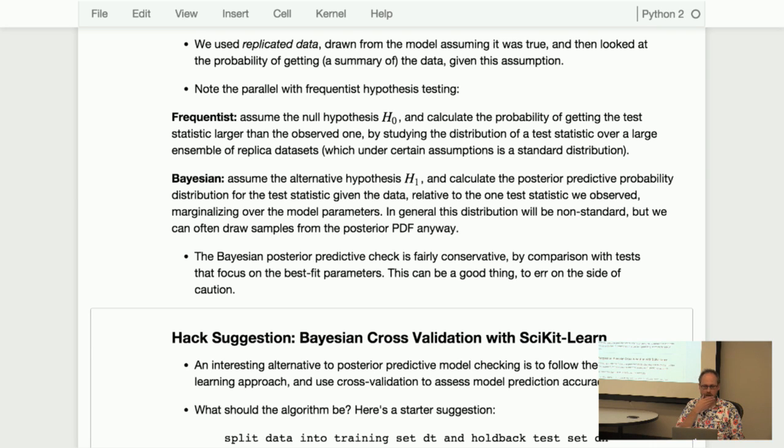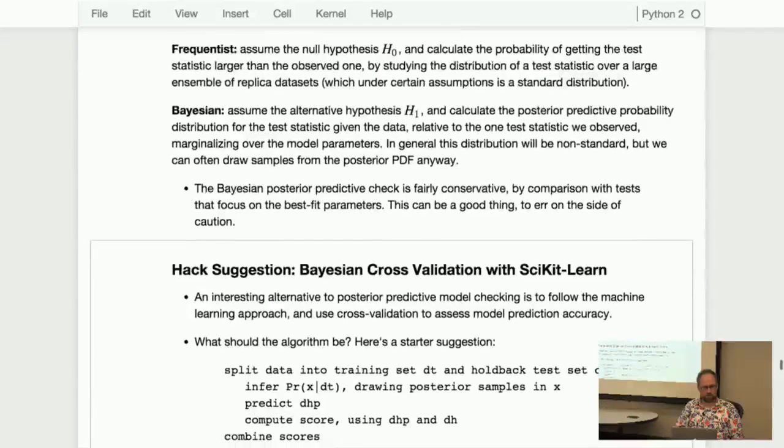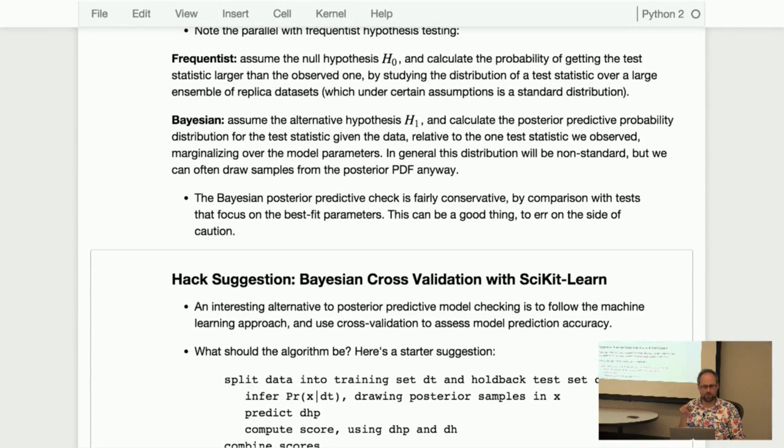Okay, so with the Bayesians, though, we're in this model checking exercise, we're assuming the alternative hypothesis and calculating the posterior predictive probability distribution for the test statistic given the data, marginalized over the model parameters. And in general, this distribution will be non-standard, just like it is for the frequentist, actually. But we can often draw samples from the posterior PDF anyway. That allows us to cope with uncertainty in the parameters that have this PDF associated with them.